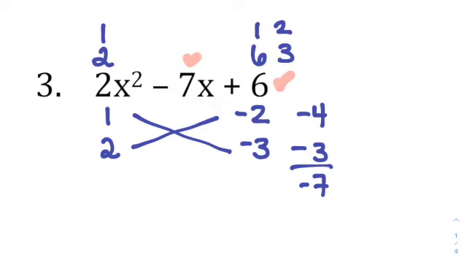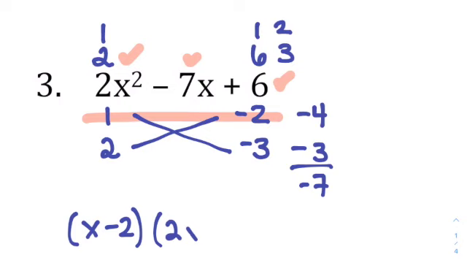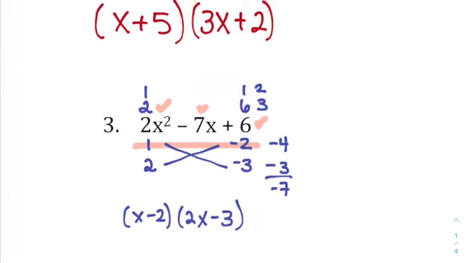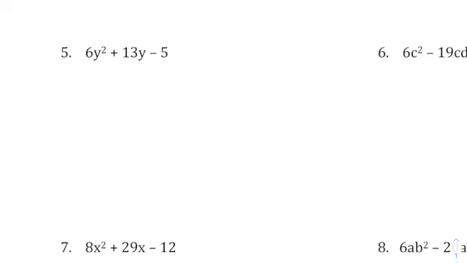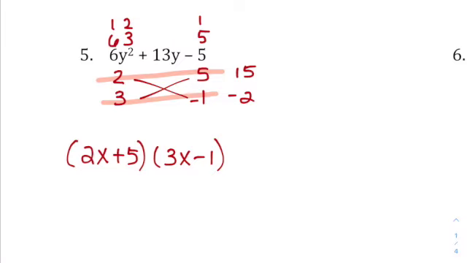And 1 times 2 is definitely positive. So therefore, I'm going to have the answer sideways again. And that is going to be x minus 2 and 2x minus 3. Please pause and then try number 4 yourself. That is the answer for number 4. Breaking down the combination 1 and 5, 1 and 4. So therefore, it's going to be sideways, x plus 1, 5x plus 4. Please try example number 5. Here's the answer for example number 5.